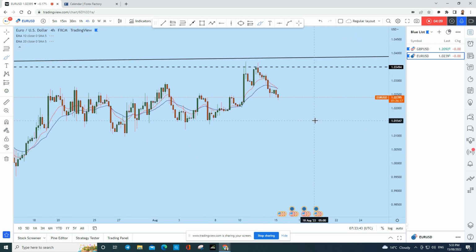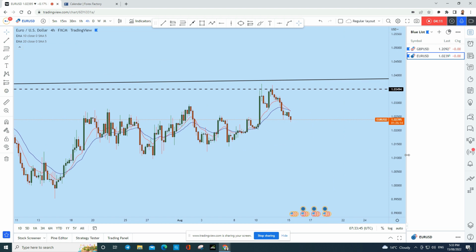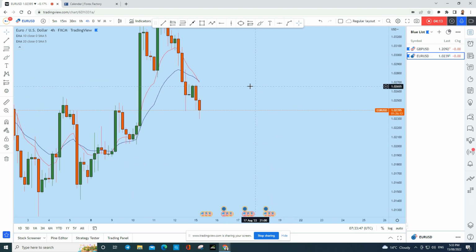Now, if you look at the 4-hour time frame, this is where we have found a possible trading opportunity. In the previous 4-hour, you have seen a textbook bearish engulfing.